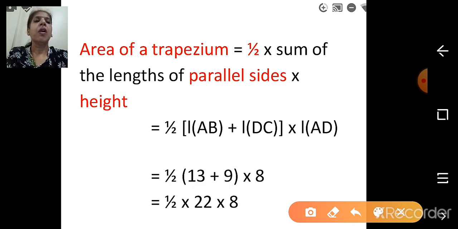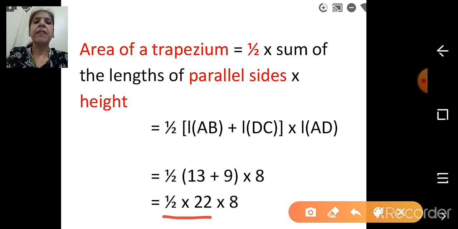Now substitute the values. Half of, one side was 13, the other side was 9. AB was 13, CD was 9. So in bracket you have to write half of 13 plus 9 into height, that is 8. So now first BODMAS rule, open the bracket, 13 plus 9, the answer is 22. So half of 22 is 11.